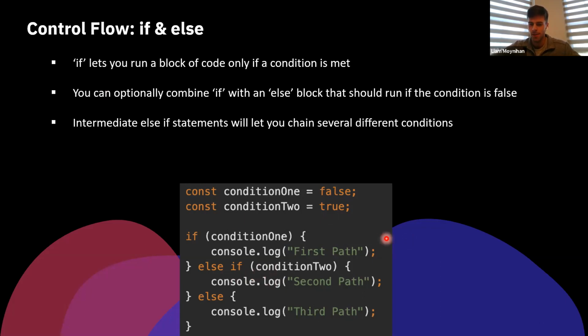I think it becomes a lot easier to work with once you see a couple more of them. Say if condition 1, we're going to console log first path, else if condition 1 is not true and condition 2 is true, then we're going to console log second path. Otherwise, if both of these are not true, we're going to print out the third path. So we can see up here, condition 1 is false, condition 2 is true. We're going to be printing out second path.